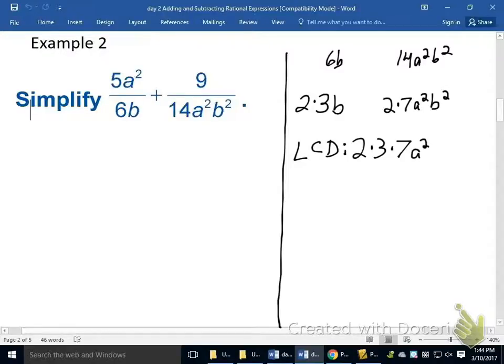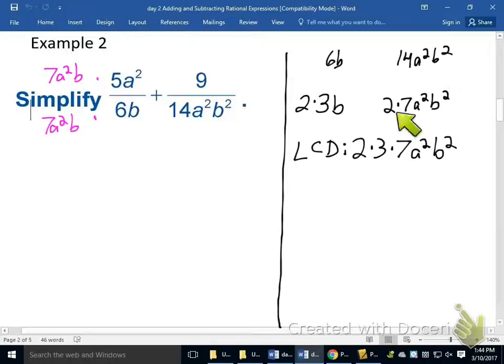A will need to be to the 2nd power, even though there wasn't an A over here, and B will be to the 2nd power. Okay, let's go and get this going. Over here, I see that this is missing a 7, an A to the 2nd, and it's missing a B to the 1st to make it B squared. So this tells me what I'm going to be multiplying by. I'm going to be multiplying by 7, A to the 2nd, B in order to make it this least common denominator. I need to do that top and bottom.